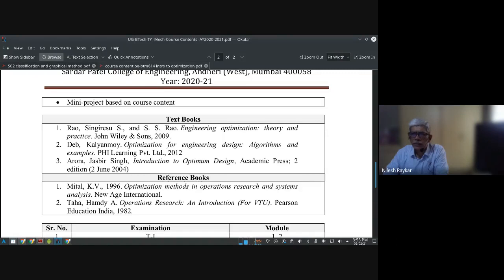I believe the soft copy of this should be available. SS Rao is definitely there. Jasbir Arora, I don't know. Deb also may be there.